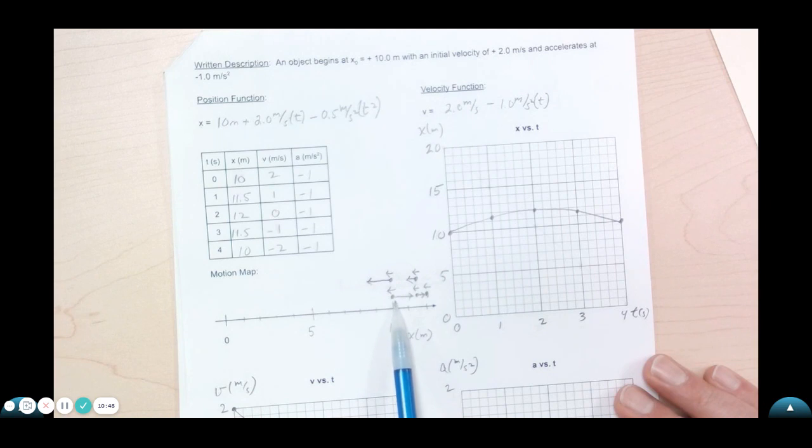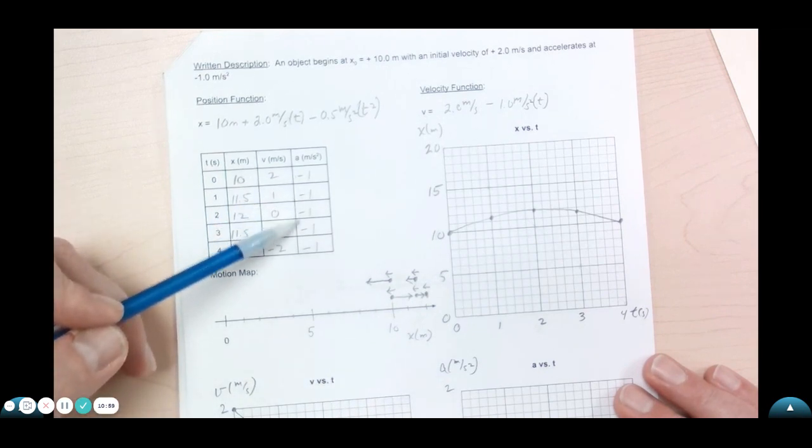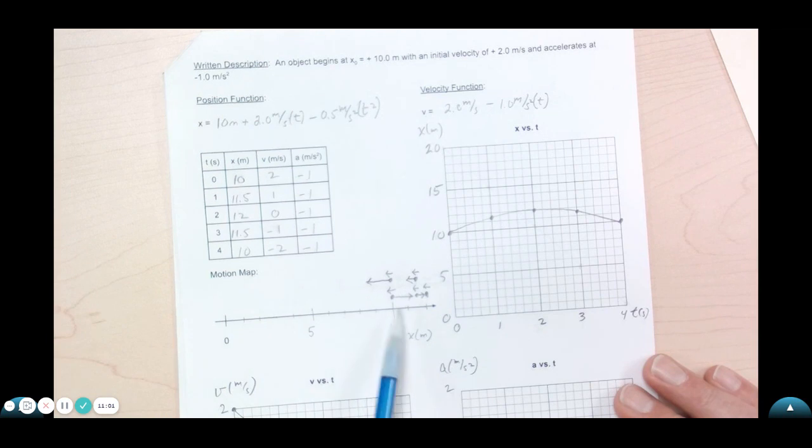So look at the motion map. Began at the 10 meter mark, went further away, actually turned around and started coming backwards. Now, these accelerations were a steady -1 meter per second every second. Notice, if the velocity is to the right, but the acceleration is negative to the left, that means the object is going to slow down here. The velocity was to the right, the acceleration was to the left, the object slowed down.